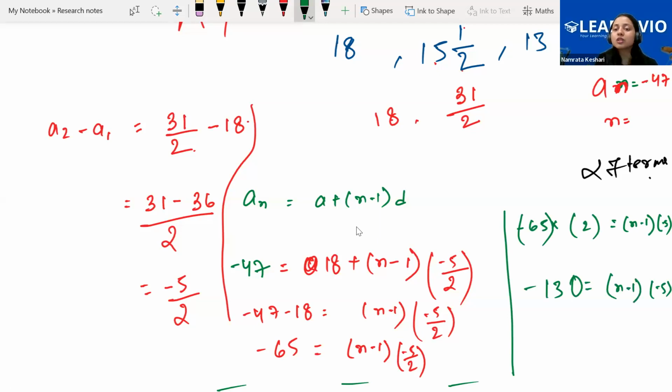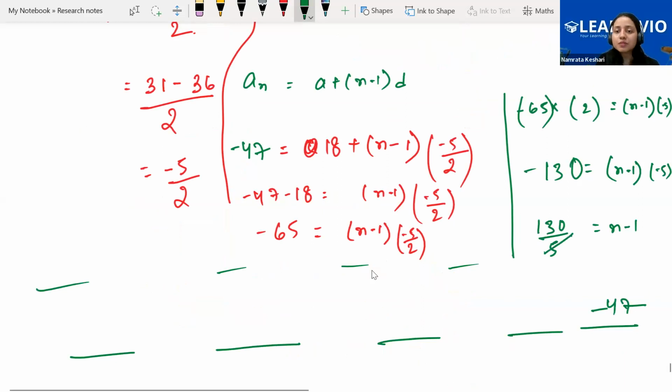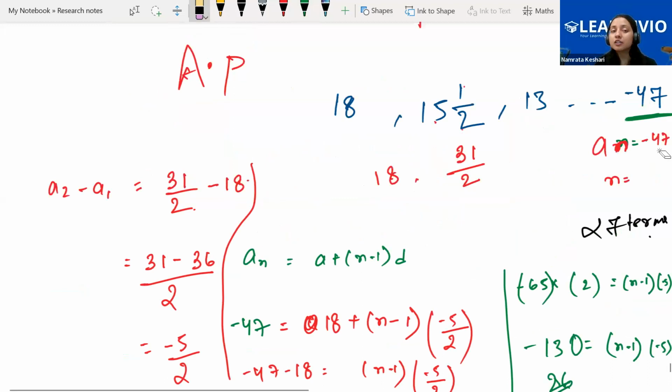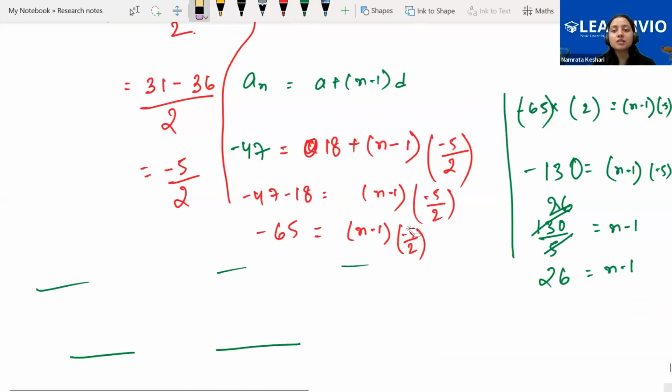Minus 5 will come to this side. Minus minus will cancel out. 130 by 5 we will have, and here n minus 1. 5 times 26 is 130. So 26 is equal to n minus 1. I can see n is coming out as 27. So at the 27th place, minus 47 is there.